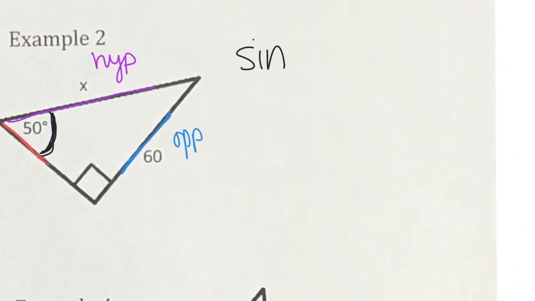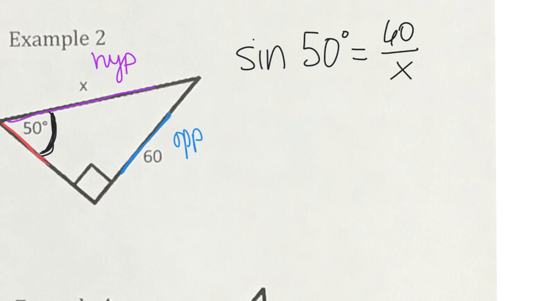Hopefully you are learning that that's the sine ratio. The sine is the opposite over the hypotenuse. So opposite and hypotenuse, that's the sine. So we write sine of what angle? Sine of 50. Right, 50 is our angle. 50 degrees equals 60 over x. Opposite over hypotenuse.